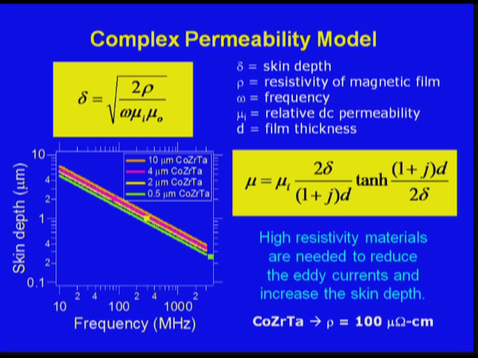The nice thing about the amorphous cobalt alloy that we focused on was that it has a resistivity of about 100 microohm centimeters, which is relatively high compared to permalloy, which is about 20 microohm centimeters, and permalloy being the most common magnetic material that's used for inductors.